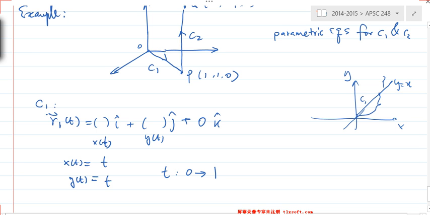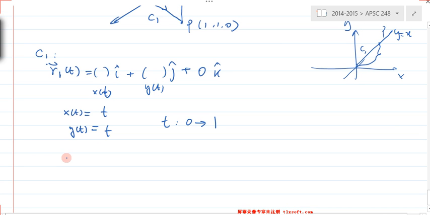So if somebody disagrees with this, somebody says, well, I think it's going to be x of t equal to 2t and y of t equal to 2t. Would that be wrong? No. So what do you do with the t then? That's good.